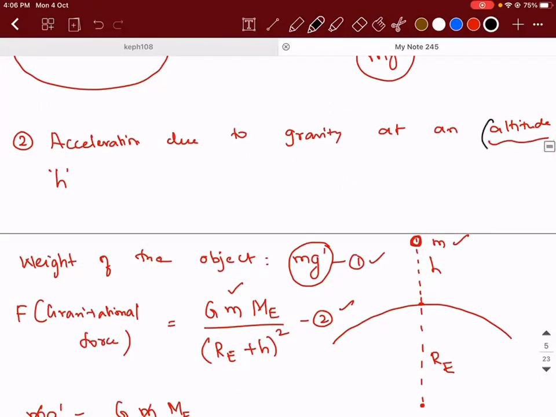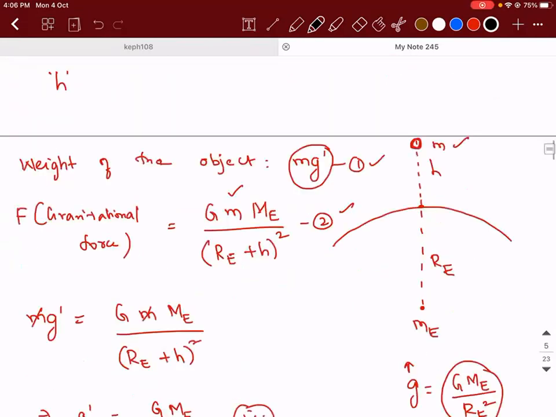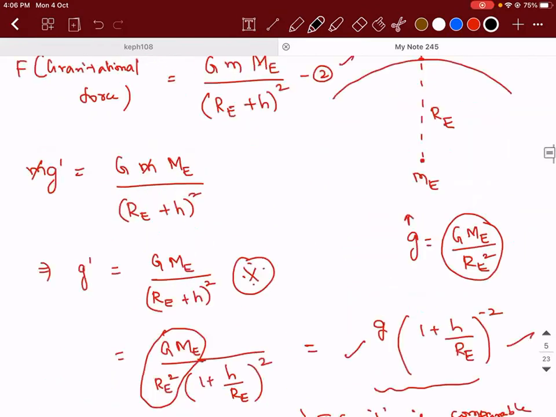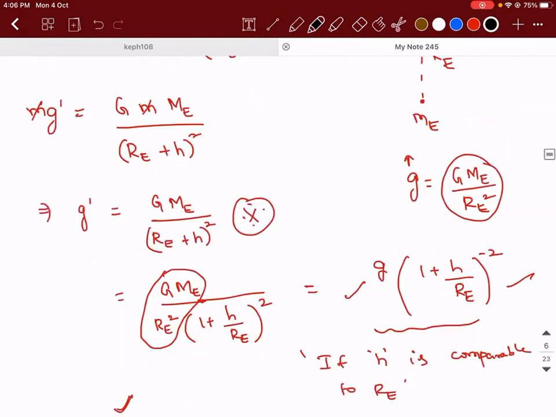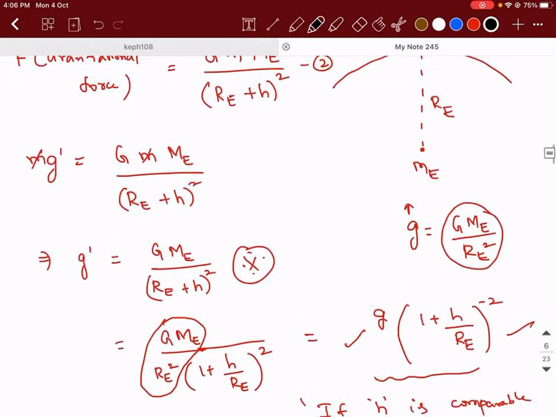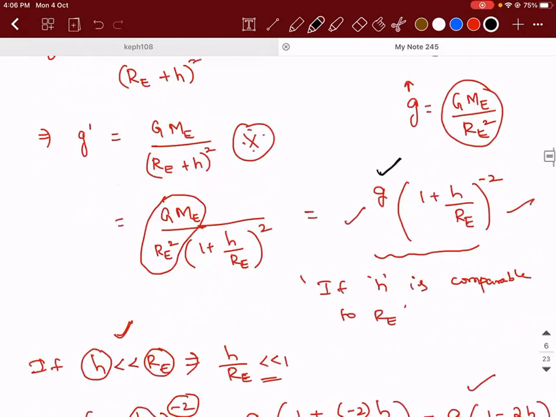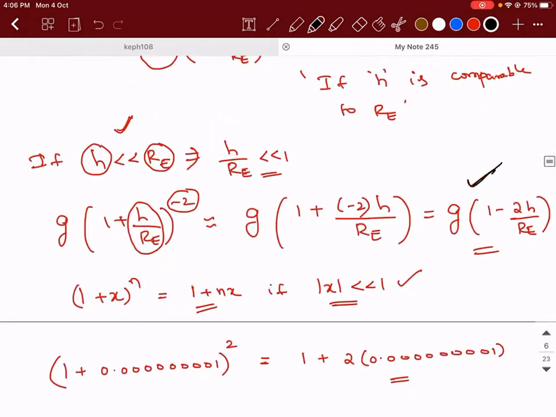One was closer to surface of the earth and then the altitude. Under altitude, we saw 2 different formulas. One of the formulas is G divided by 1 plus H by RE the whole square. And the other formula is G into 1 minus 2H divided by RE. So how did we get this? Can you tell me what is the mathematical tool that we used to get that? Binomial theorem. Very good.